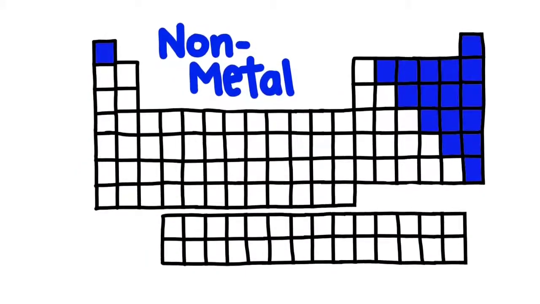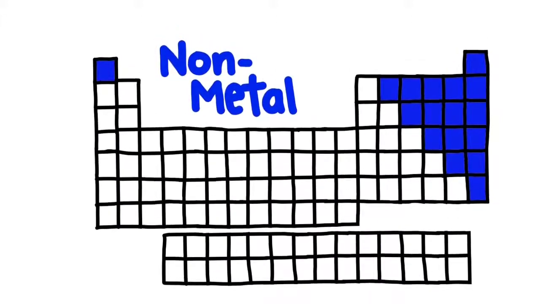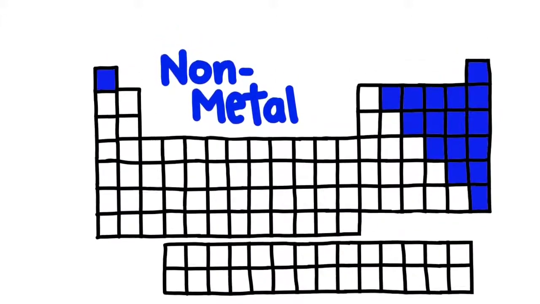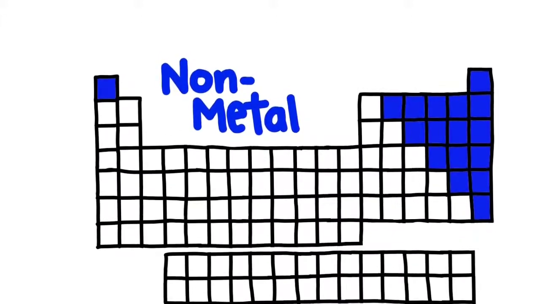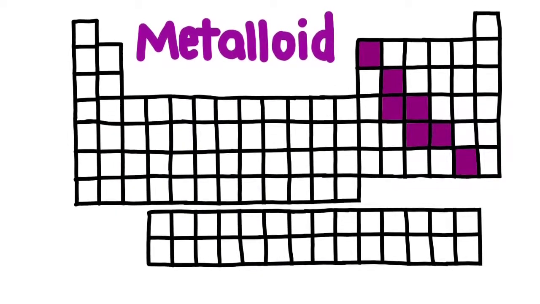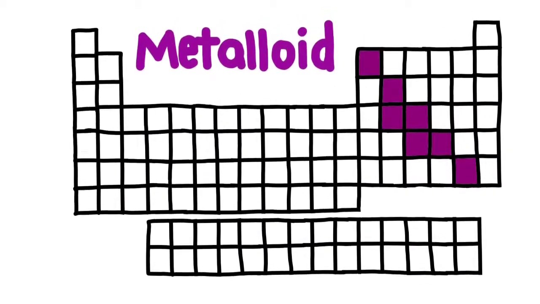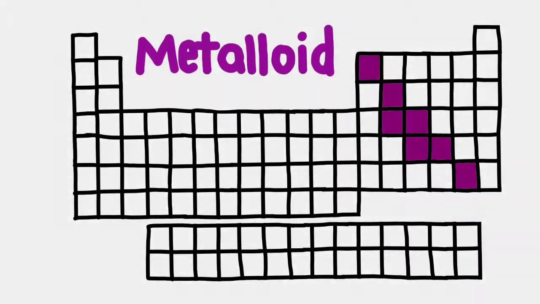However, nonmetals have properties opposite those of the metals. The nonmetals are brittle, not malleable or ductile, and are poor conductors of both heat and electricity. And lastly, the metalloids. The metalloids have properties that are somewhat of a cross between the metals and the nonmetals.